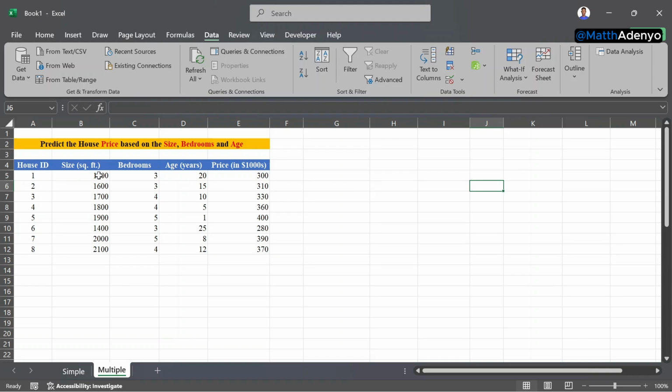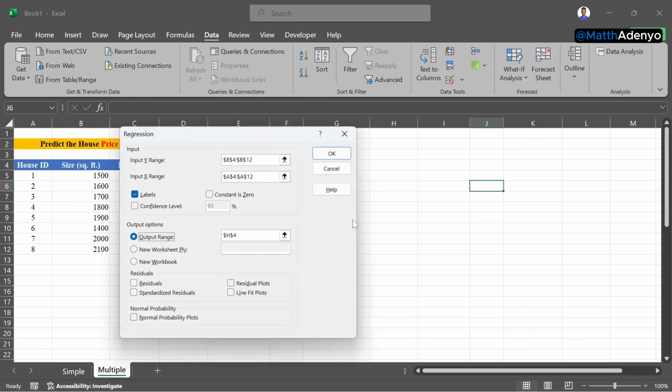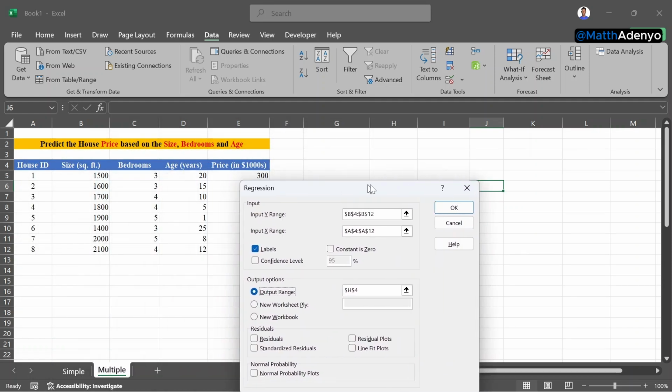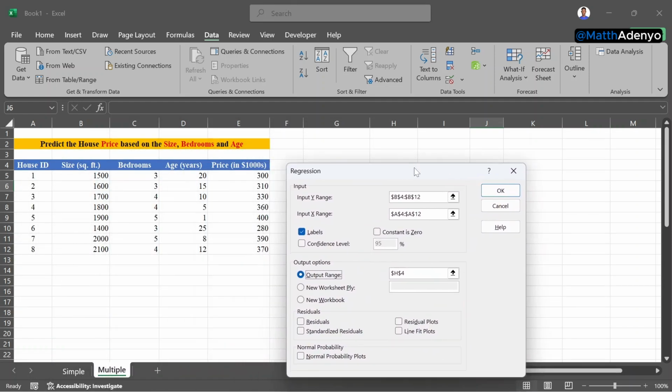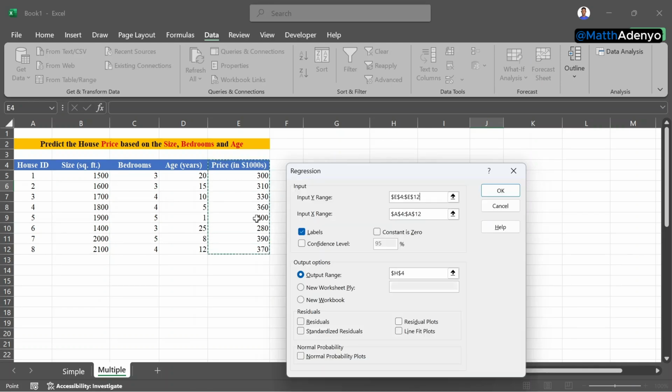Now all that we will do over here is go straight to the same thing. We already have the data analysis toolpack activated, so we just click on it and then we choose regression analysis. Now we have this. The first is the dependent variable, the y. What is the dependent variable? You click here and then you select it. Is it the price? That's what you want to predict. So you choose the price.